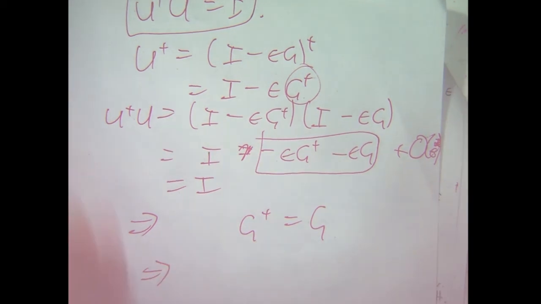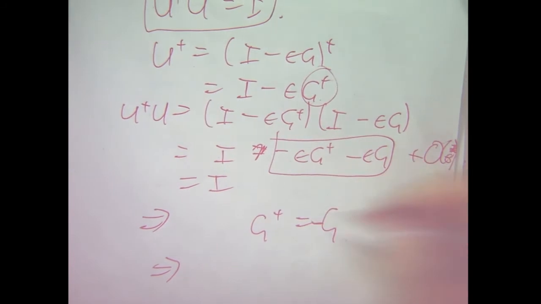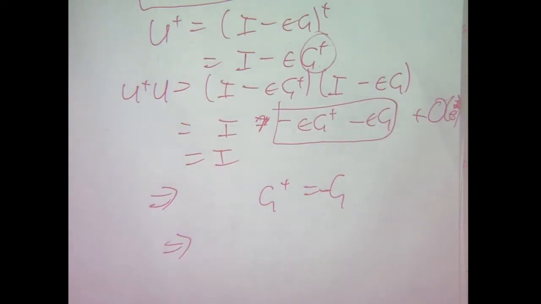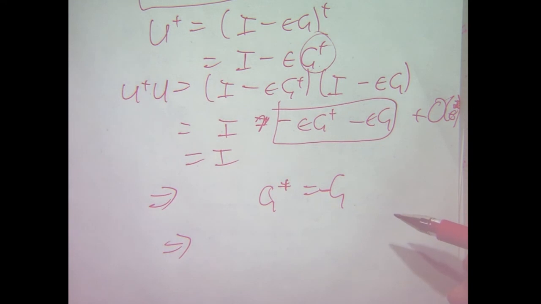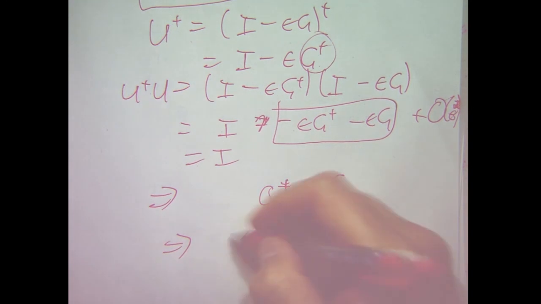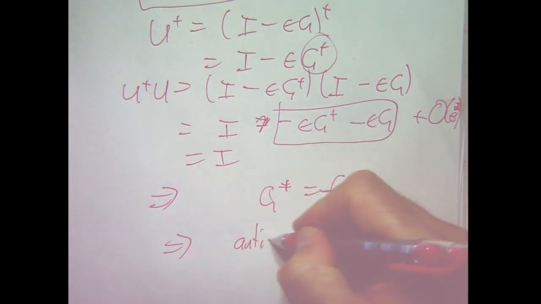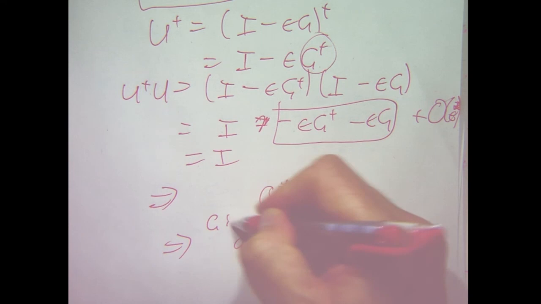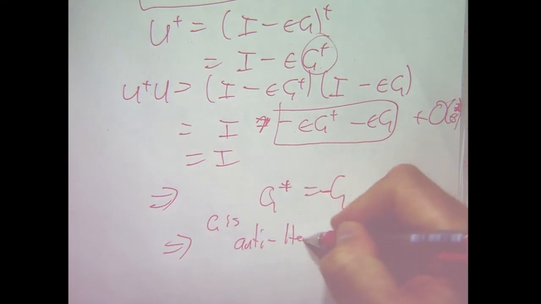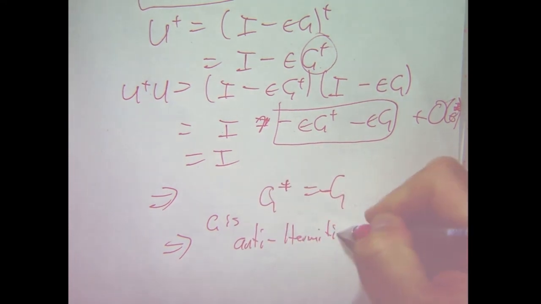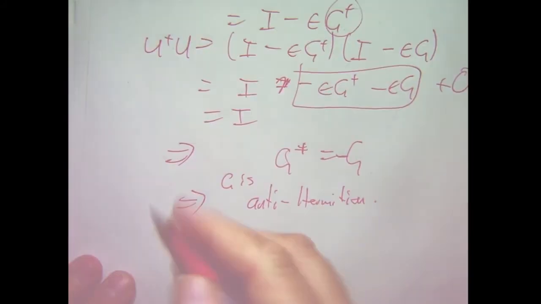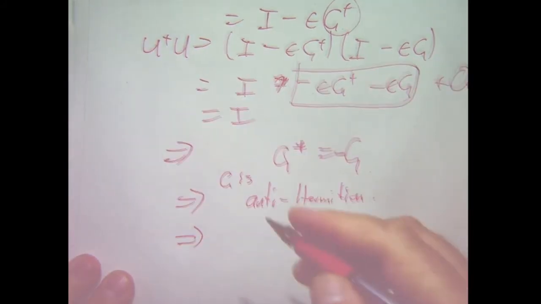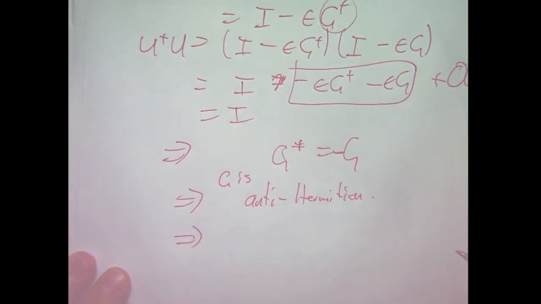And what does that mean? G dagger is minus G. What's this called? Is it Hermitian? Anti-Hermitian. It implies G is anti-Hermitian. Okay. And so it has no diagonal.